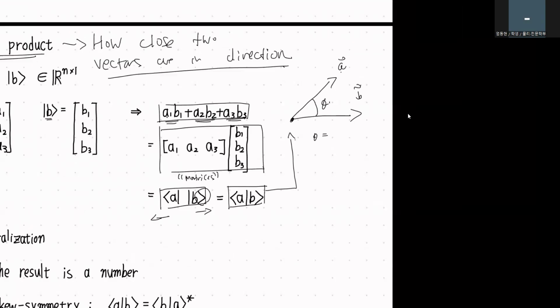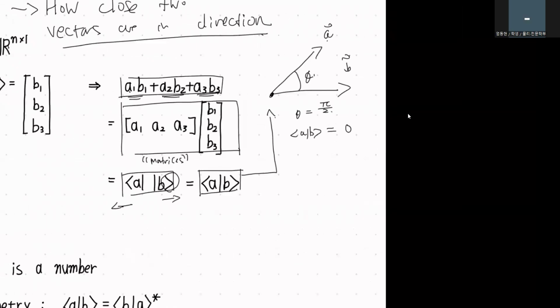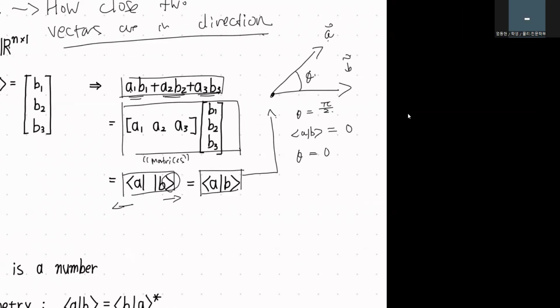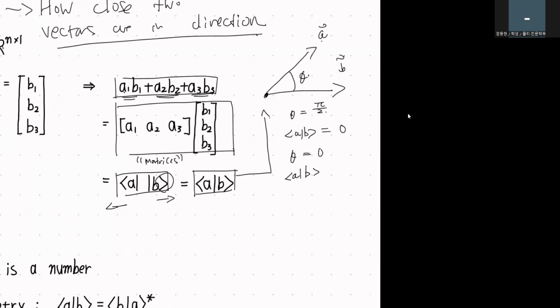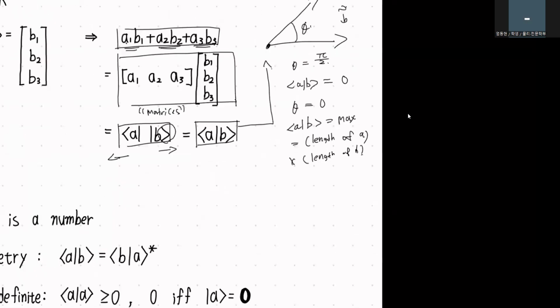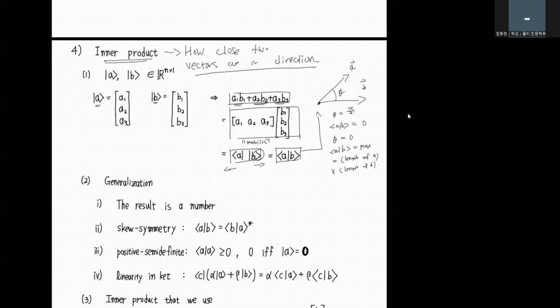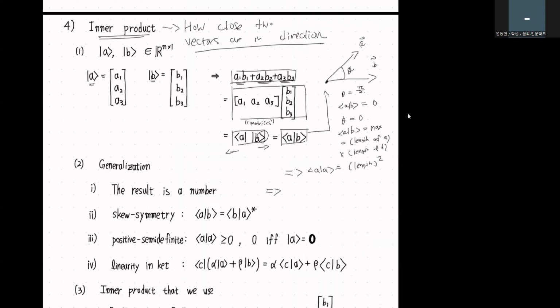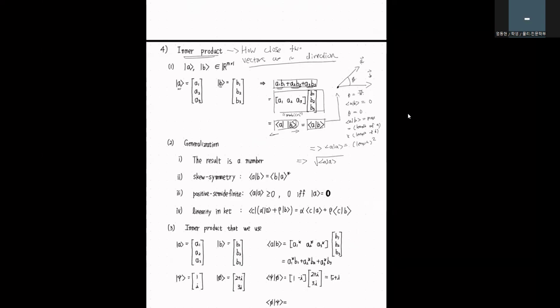So if this angle theta is pi over 2, we would have an inner product of 0. And if theta was 0, basically their direction is the same, the inner product would be at its maximum, the length of A times the length of B. Now, let's say B is equal to A. What would you get? You just get the length squared. So another way of representing the length is, in fact, the square root of the inner product of A with itself, which we will see later on to be the magnitude of A.